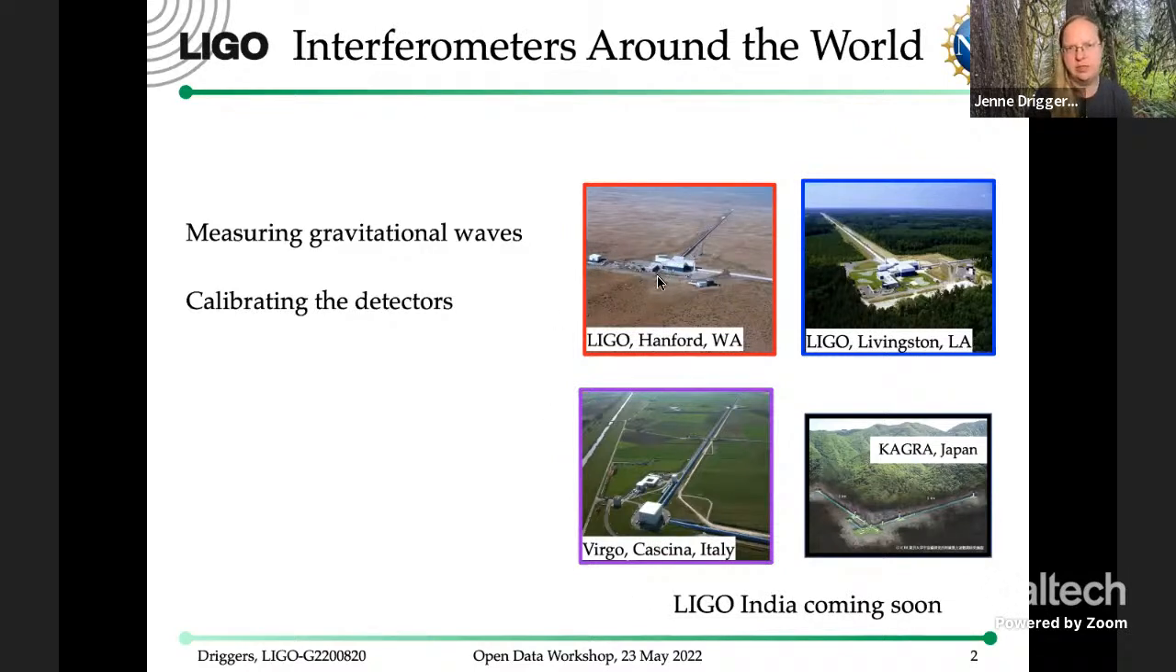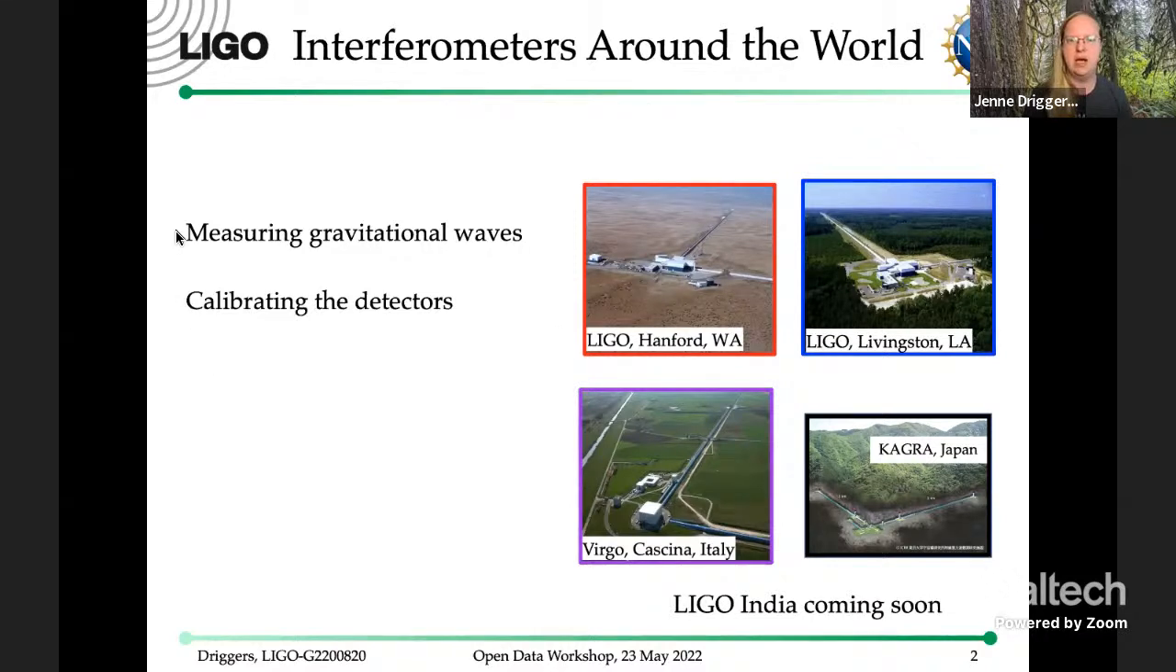I say kilometer scale because these are small photos, and for that I apologize, but this is a building. You can't even see the cars parked at the building, and the arm length is 4 kilometers into the distance from the main building. So these are really truly large scale detectors to provide the data that Martine was just telling us about.